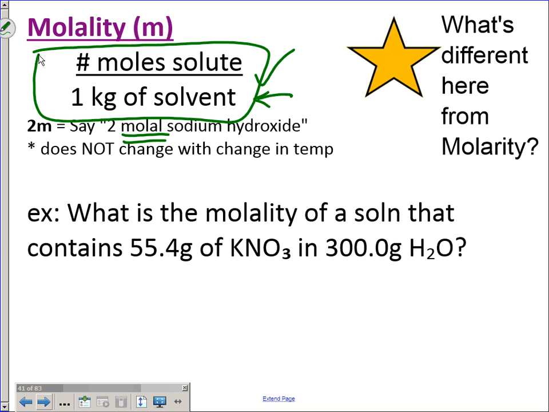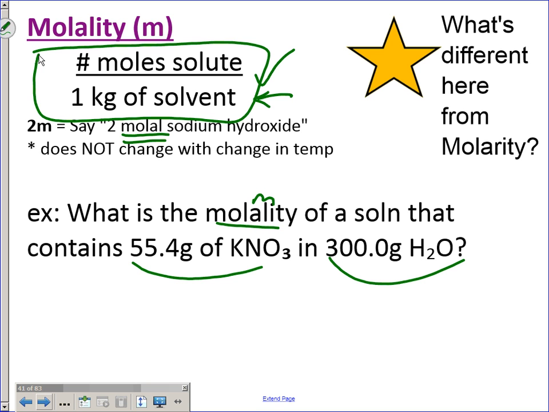So an example here, what is the molality? It's asking for a little m. That's why capital M and little m should be very distinctly different on your paper. What's the molality of a solution that contains 55.4 grams of potassium nitrate in a 300 gram water solvent?